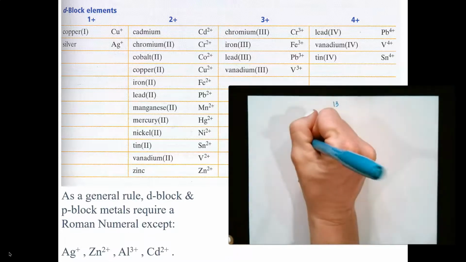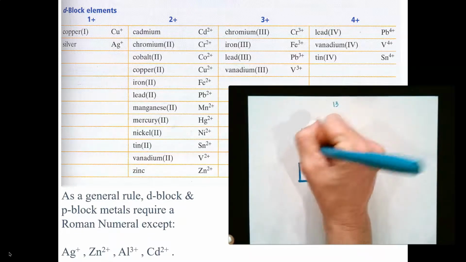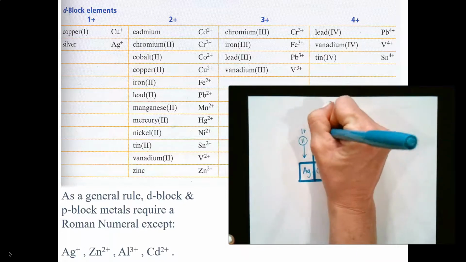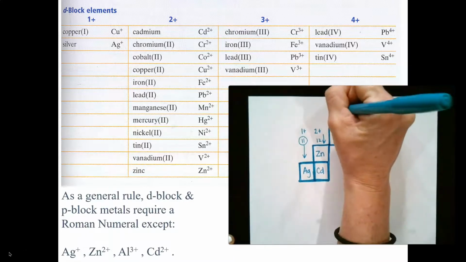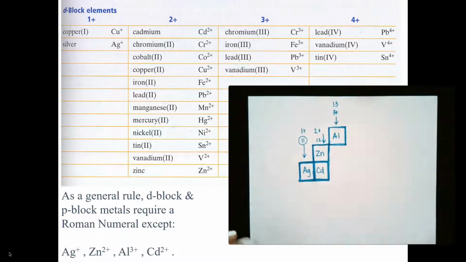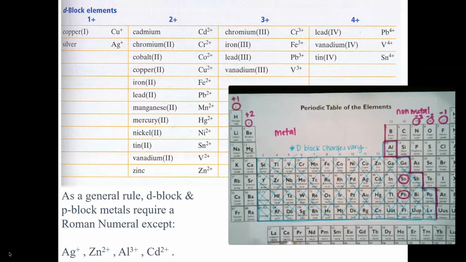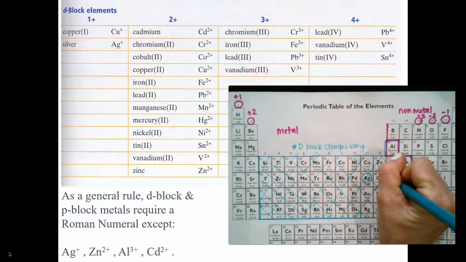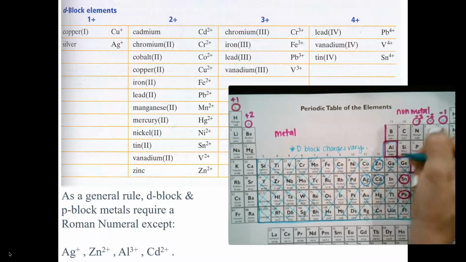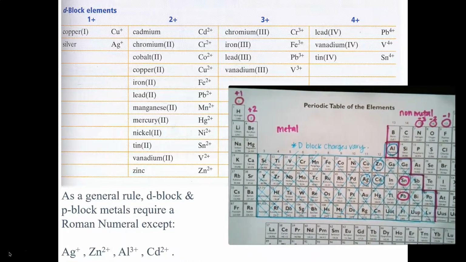And the charges are 1 plus for this one, 2 plus for the ones in this row, and 3 plus for aluminum. And so even though they're not in like a consistent position, like everything in group 2 is plus 2, like we see here, right? Everything in group 2 is plus 2. We find silver, cadmium, zinc, and aluminum in these 4 boxes.